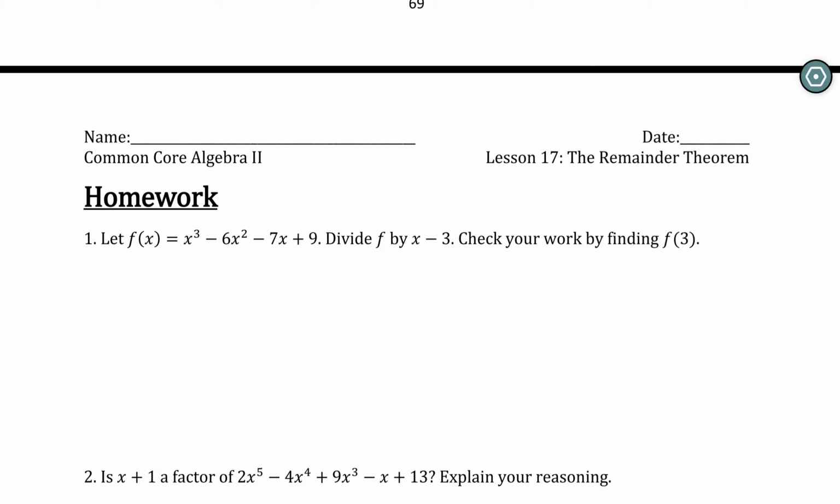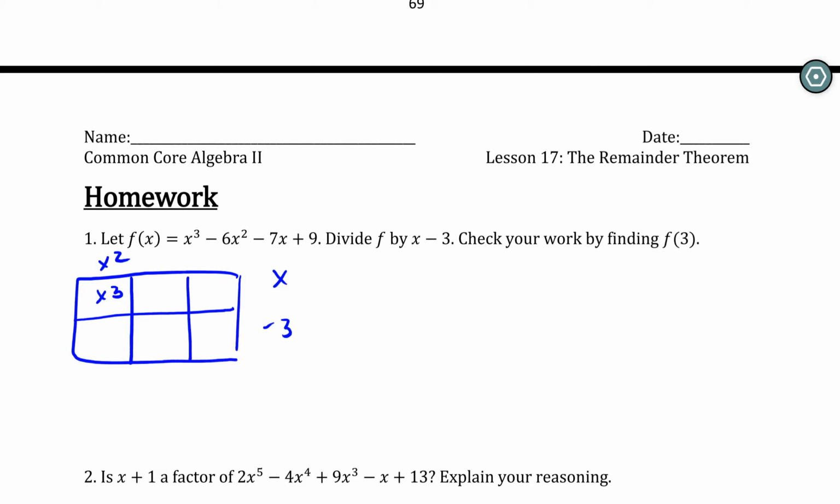Number one gives us f of x, and it says divide f by x minus 3. So let's do some division here. I'll do this one using the tabular method. So we'll put x cubed in the first box. I know that's going to generate x squared. This tells us I have 3 columns. If that's x squared, this is negative 3x squared. Well, these two have to add up to negative 6x squared. So I got to make that negative 3x squared, which makes us negative 3x. Well, if that's negative 3x, I know this is positive 9x.